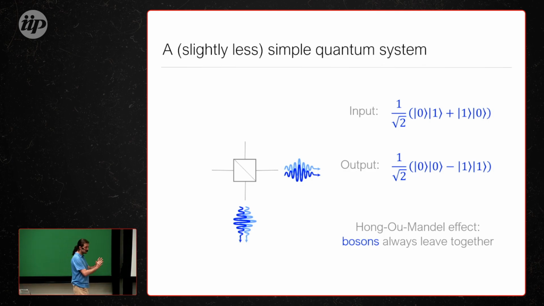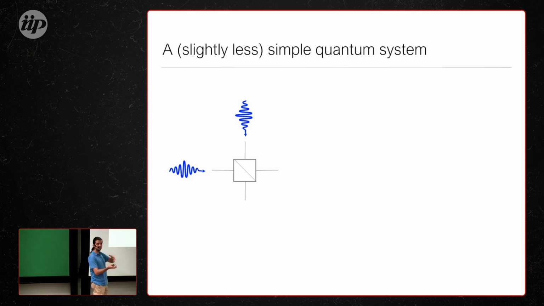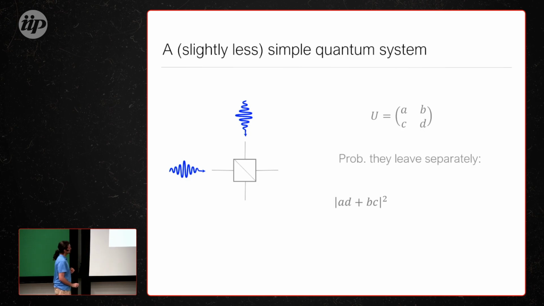This is kind of the smallest example of this paradigmatic bosonic bunching effect. Bosons tend to bunch together. Now, this generalizes a little bit, and if you replace this beam splitter, rather than being just a 50-50 beam splitter, where the probabilities of exiting in each port are 50%, you make it an arbitrary unitary matrix. You can show, and the details don't matter too much, that the probability that they leave separately looks like this.